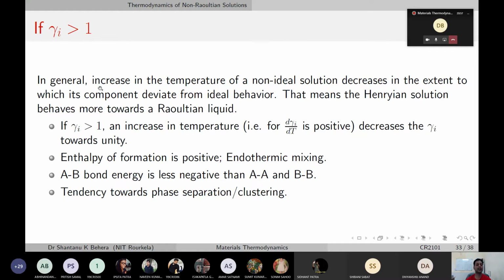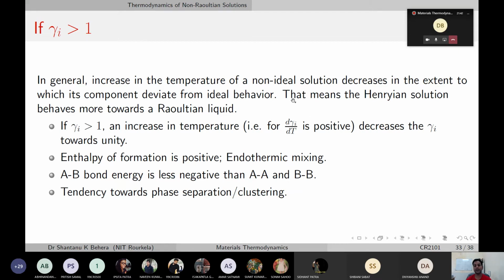So you can simply write that an increase in the temperature of a non-ideal solution decreases the extent to which its components deviate from ideal behavior. That means if it is a higher positive deviation and you increase the temperature, then the positive deviation could be slightly lower. Likewise, if a non-Raoultian solution, a combination of components in the mixture, gives negative deviation from Raoultian behavior, and then you increase the temperature of the solution a little bit, you would see that the extent to which the negative deviation happens would be reduced. That's an experimental fact.